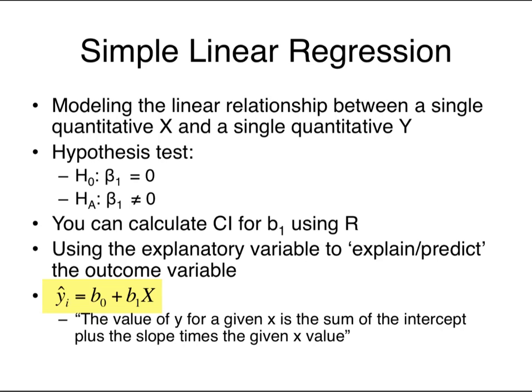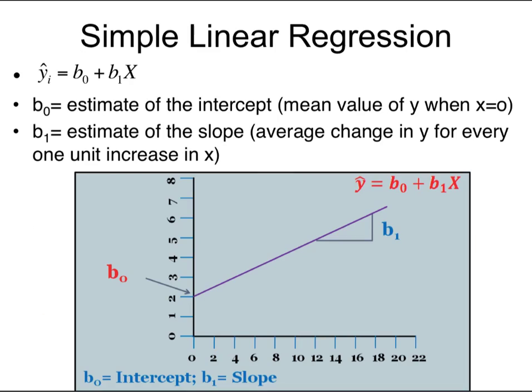This is the formula for the fitted regression line. The y hat is the predicted value of y for a given value of x. In other words, it is the mean y value for a given value of x. The predicted value of y for a given x is the sum of the intercept plus the slope times a given x value. So here's a visual representation of the regression line.